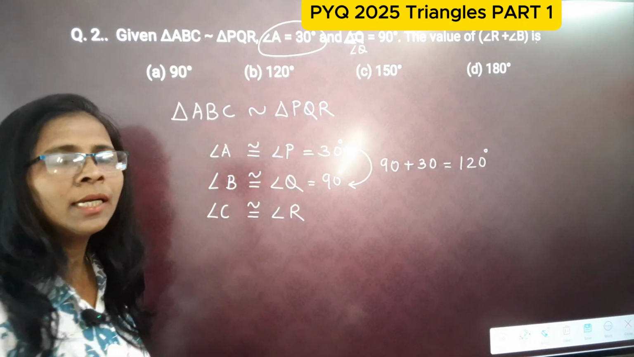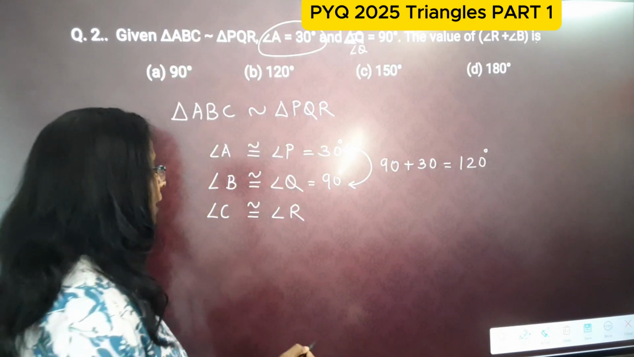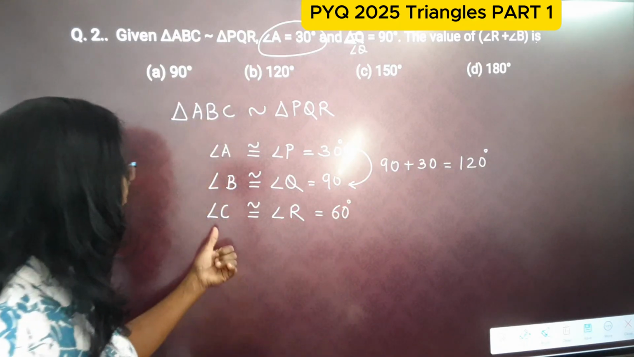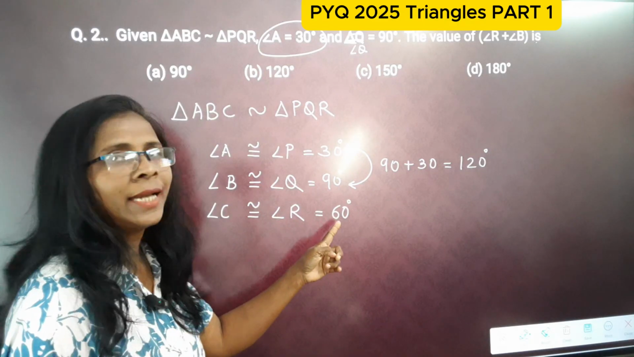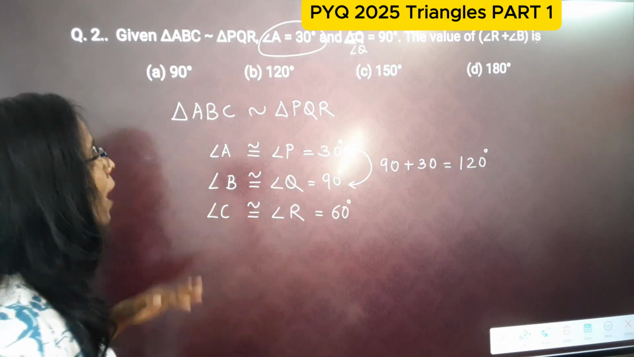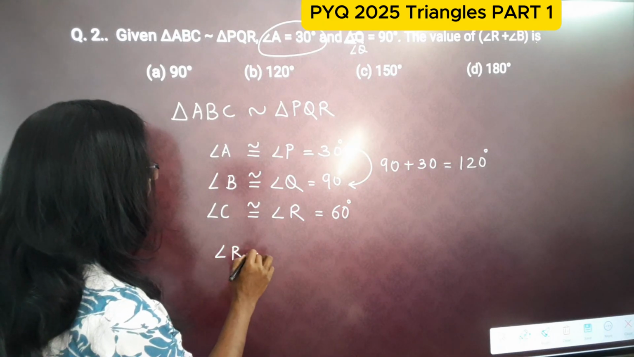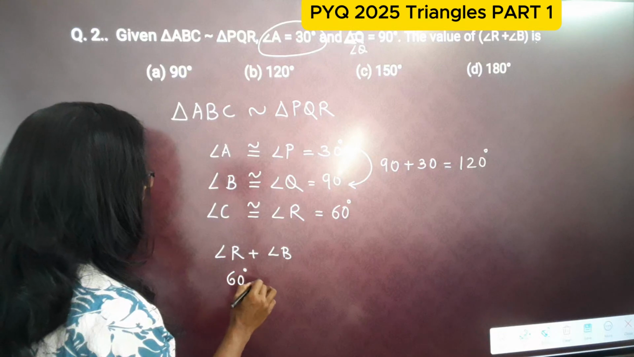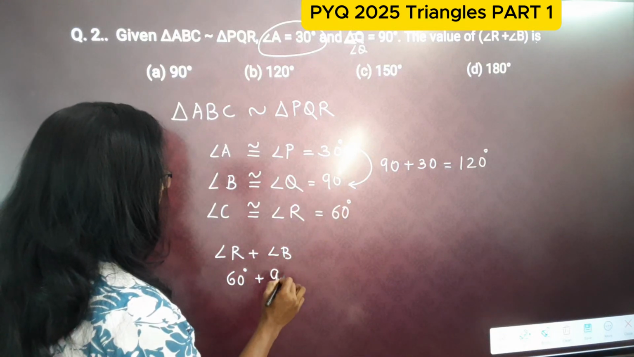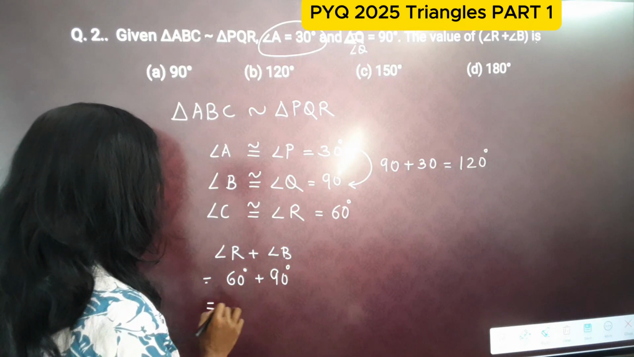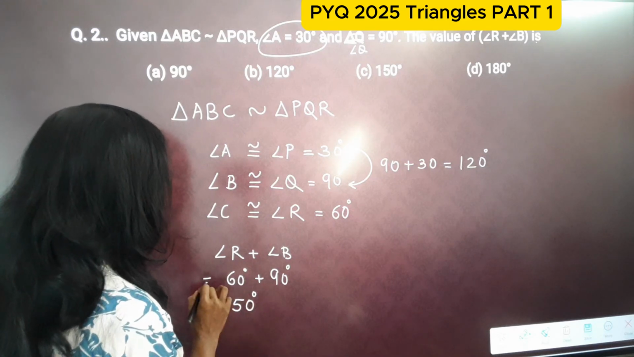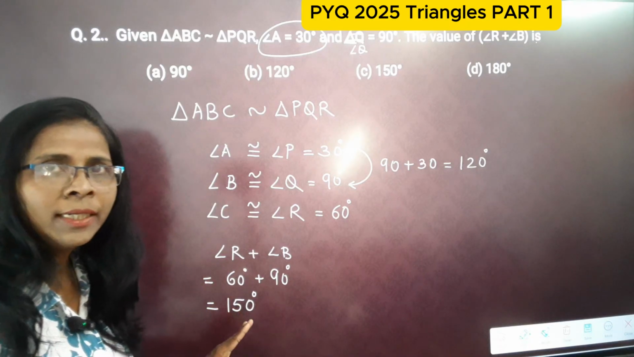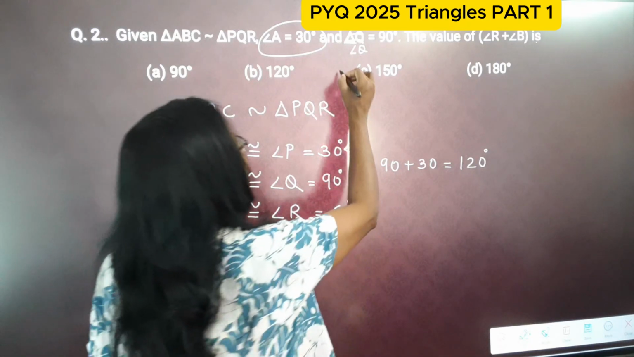So automatically the third angle will be 60 degrees. So that means here angle C is congruent to angle R, and that is equal to 60 degrees. So now here students, angle R plus angle B: angle R is 60 degrees and angle B is 90 degrees. So that means here students, that is 150 degrees. So here students, the final answer is 150 degrees, and so the correct option is C, 150 degrees.